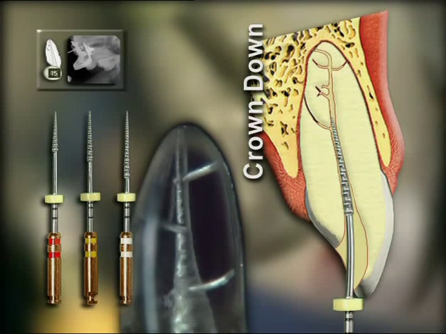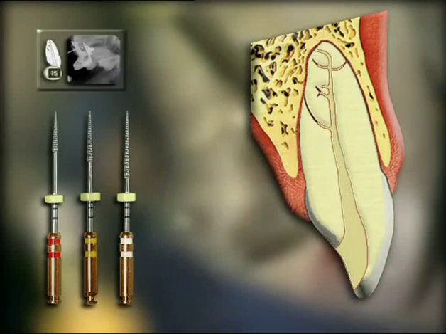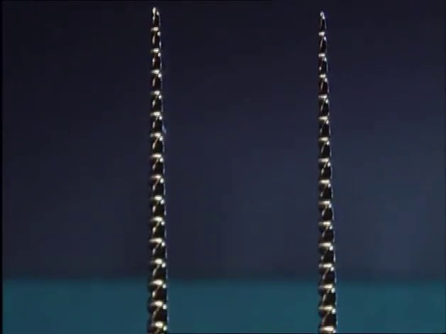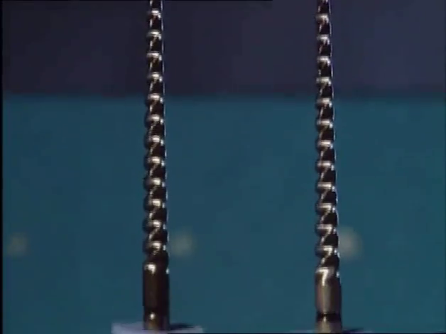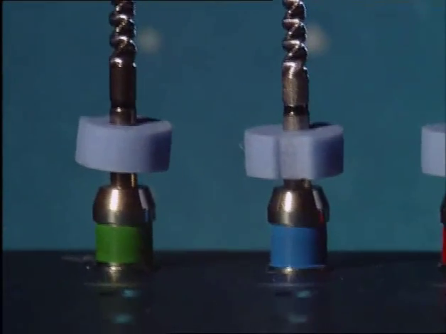Early coronal enlargement is important to get the files of greater taper easily and safely into the apical portion of the canal. The crown-down is continued with nickel titanium files of smaller taper.